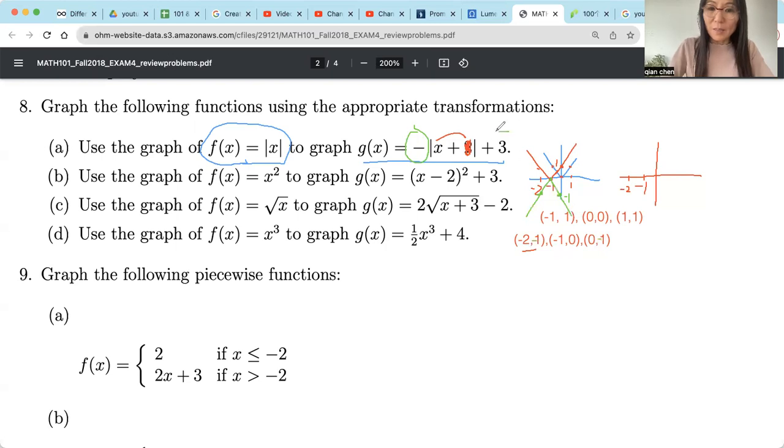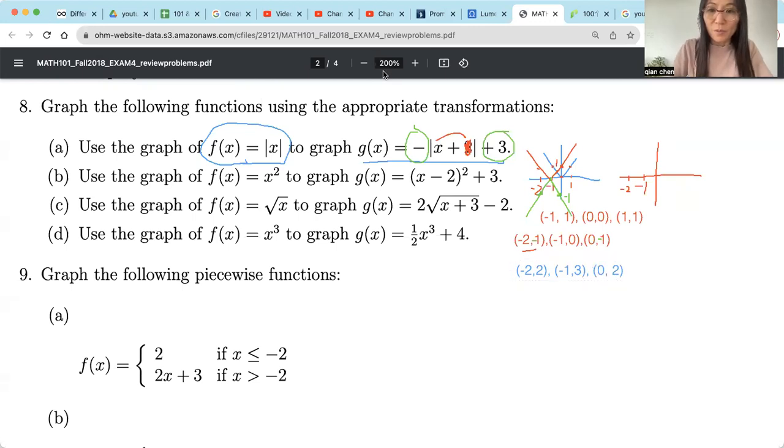And lastly, I'm dealing with this +3. +3 means the function value, which is the y value, is being pushed up 3 units. So now I have -2, -1 plus 3 becomes 2. I have -1, 0 plus 3 becomes 3. Then 0, -1 plus 3, that's 2. So I have these 3 points.